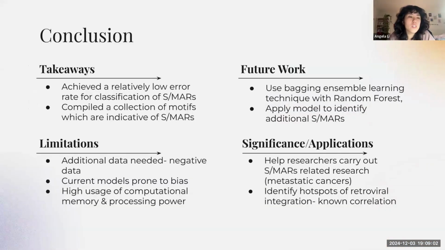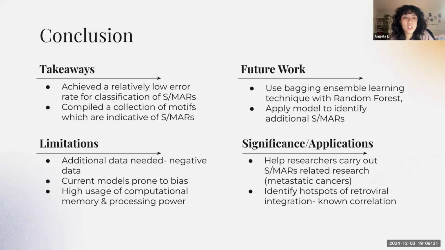Yeah, so in conclusion, we have our main takeaways. With these 3 models of random forest, XGBoost, and KNN, we were able to achieve a relatively low error rate to classify these SMARS regions. And we were also able to compile a collection of motifs which are indicative of the SMARS region.